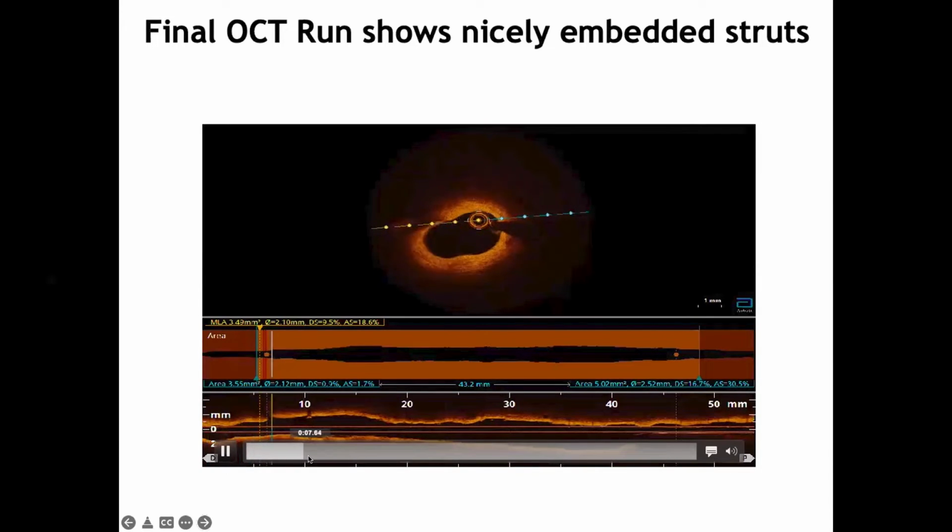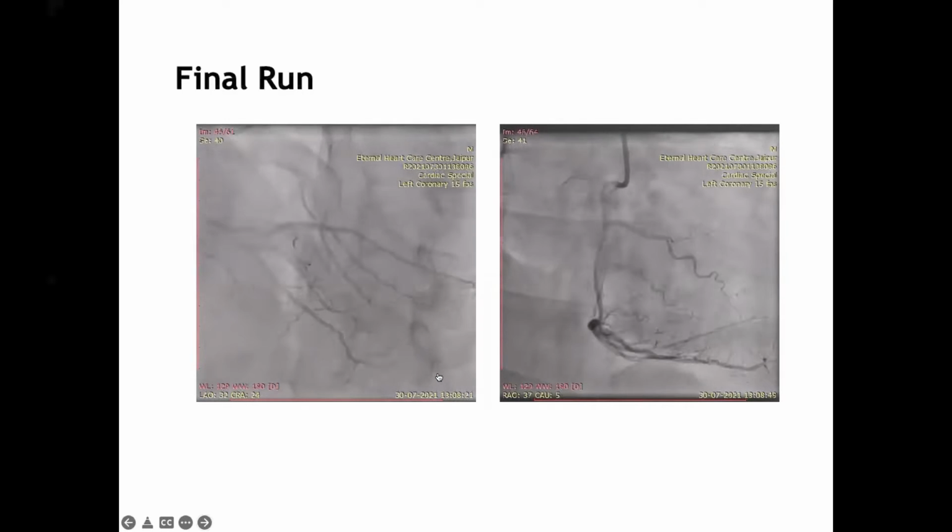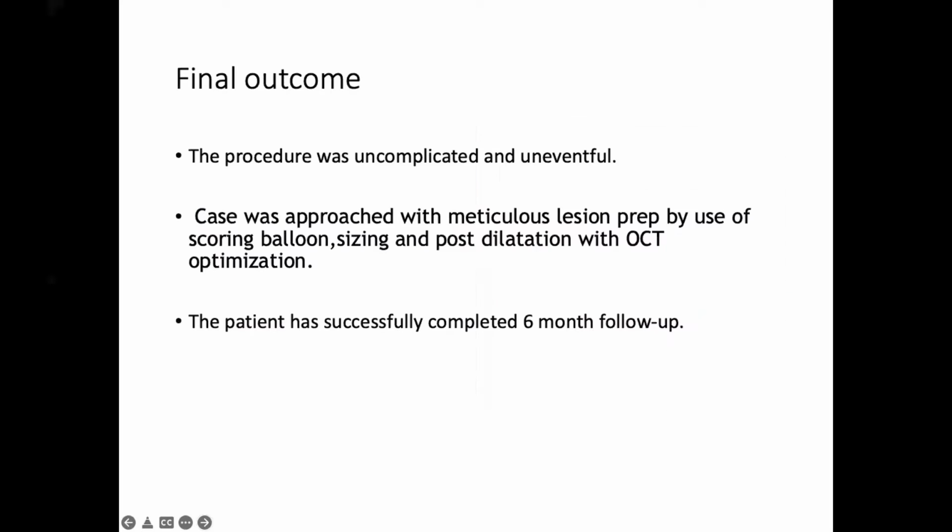This is the OCT pullback. You can see the nicely embedded struts, a very good luminal gain and well-apposed struts. This is the first case, and the angiography picture looks quite pristine, and he has completed 6 months follow-up. So this case was approached with meticulous lesion preparation with a scoring balloon, sizing by the OCT, and post-dilated at high atmospheres, and very well optimized.